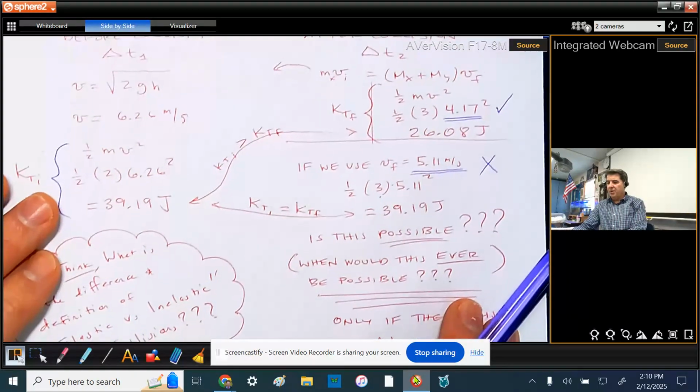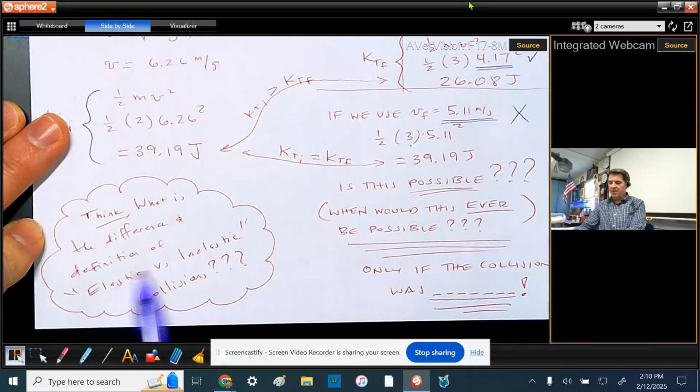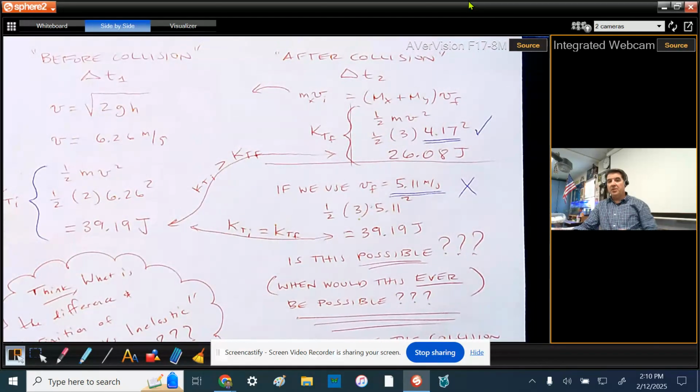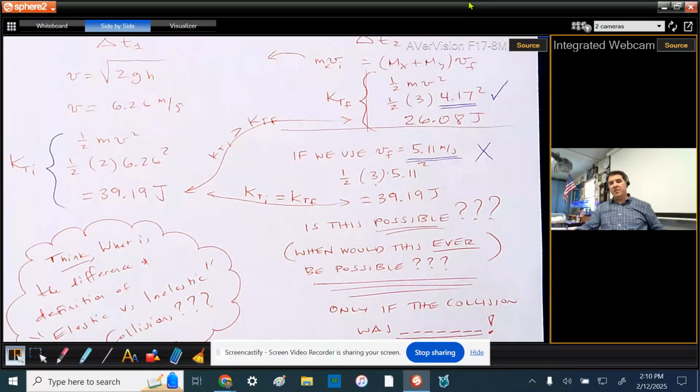So what you've really got to consider is the difference in the definition of elastic versus inelastic collisions, right? Momentum is always conserved in collisions where there's no outside forces. So that's the first thing you've got to consider. If it's perfectly elastic, right, 100% of the translational kinetic energy is conserved. So your energy at the beginning of motion will be the same as the energy of motion at the end.